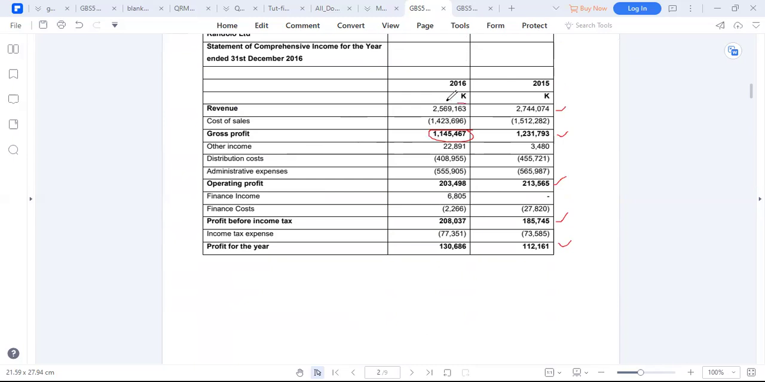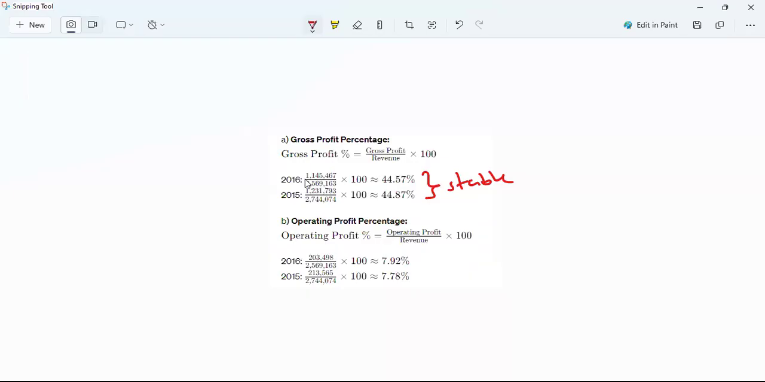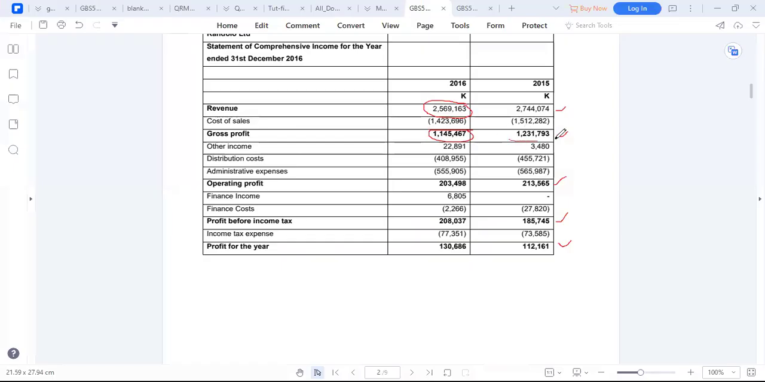2.5. So 1.1 over 2.5. See, I'm getting the figures as they are. 1.2 over 2.7. Go here. Okay, 1.2 over 2.7. I'm taking the figures as they are. I just didn't pick arbitrarily.